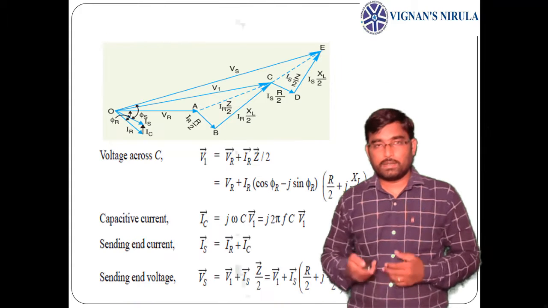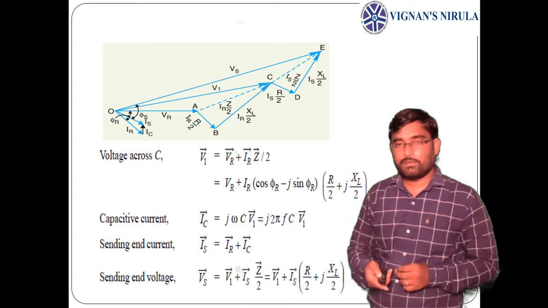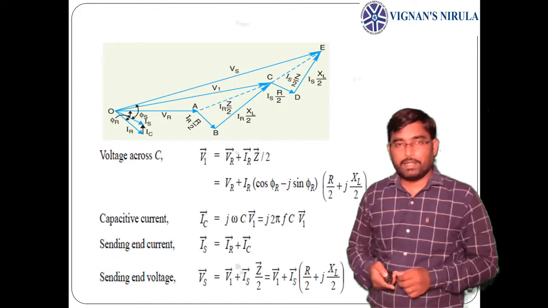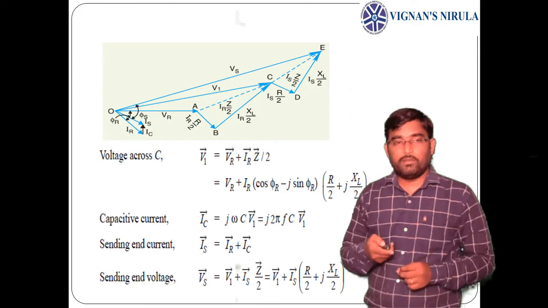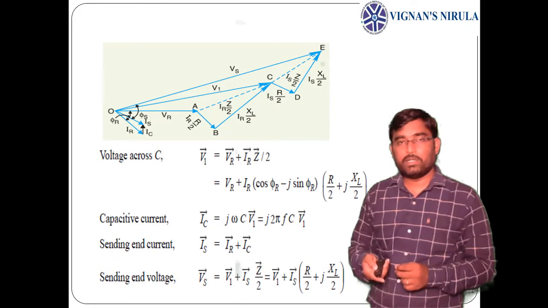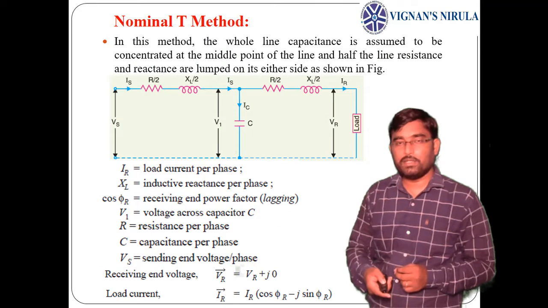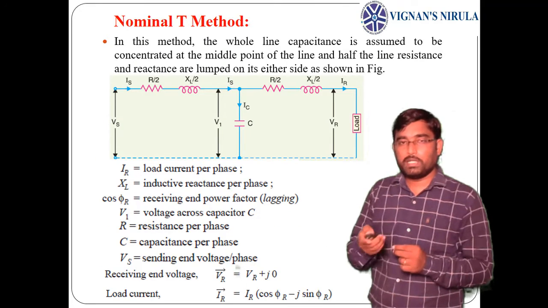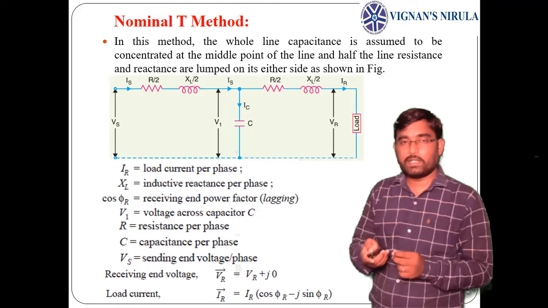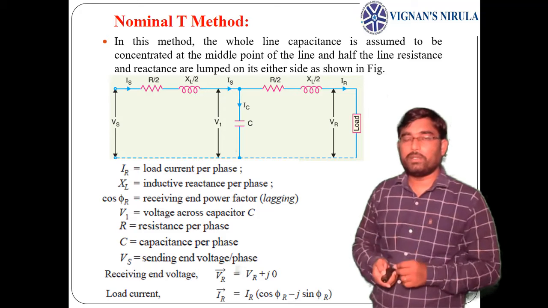Here, as I am taking VR as reference, see this phasor diagram. First, VR is taken as reference, which is OA, and next, VR plus IR into R by 2 plus j IR into XL by 2, together these give the voltage across capacitance C. See the equivalent circuit. If you apply KVL for the second loop, V1 will be equal to VR plus IR into Z by 2.